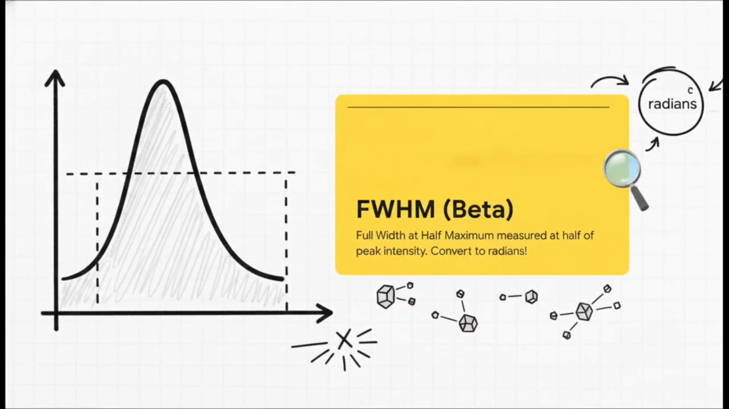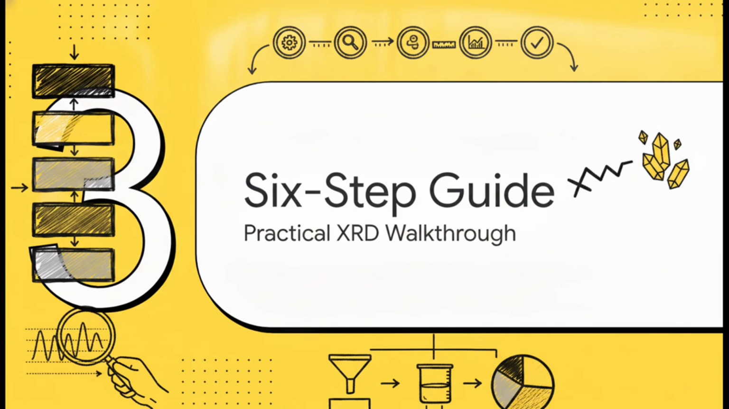But the real MVP of this entire equation, that would be beta, otherwise known as the full width at half maximum, or FWHM. Think of an XRD peak like a mountain on a graph. You find the absolute summit, its maximum intensity, and you hike exactly halfway down. The distance straight across the mountain at that half height line, that's your FWHM. And here is a massive pro tip from the lab. It is absolutely critical that this beta value is converted into radians before you do any math. Not degrees, radians.